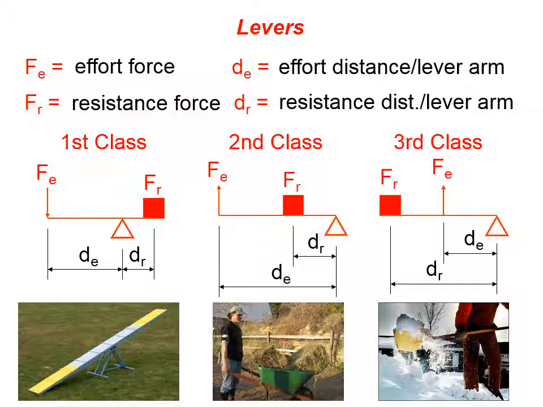Teeter-totter is a first class lever. That's the only lever that has the fulcrum in the middle. A second class lever is exemplified by a wheelbarrow, where the fulcrum is on the outside and the resistance is in the middle. A third class lever could be exemplified by a shovel, where the effort force is applied in the middle and the resistance force is on the outside.